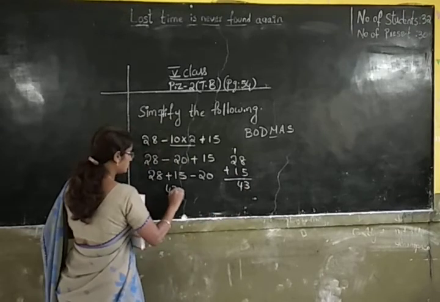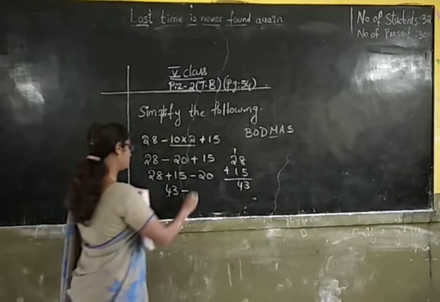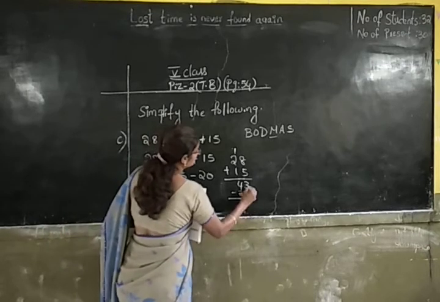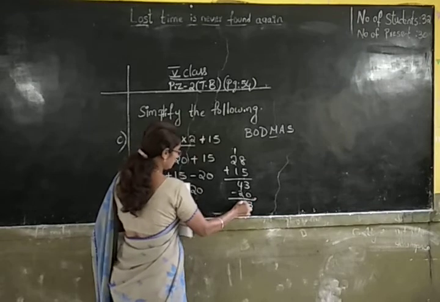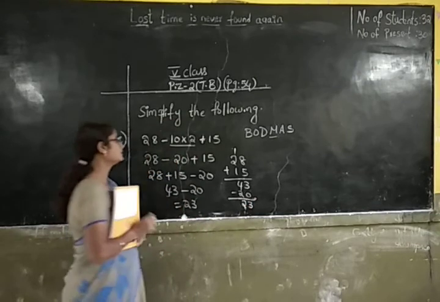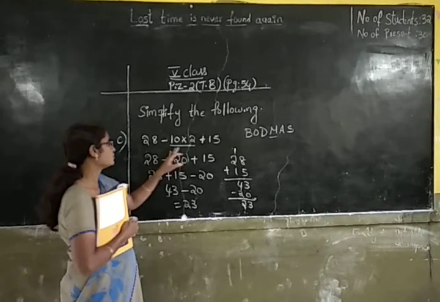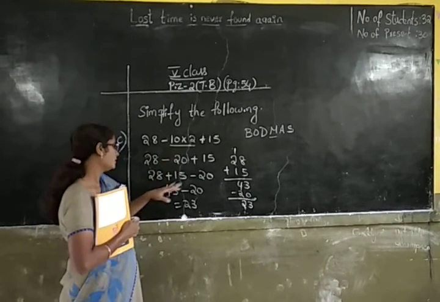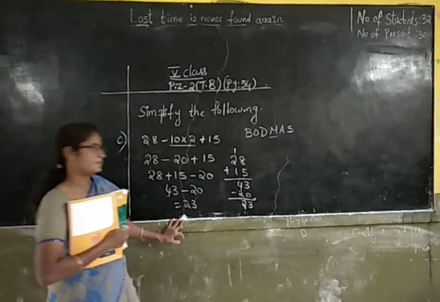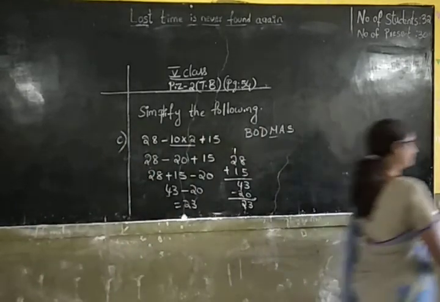So the answer is 43 minus 20. So 43 minus 20. 3 minus 0 is 3. 4 minus 2 is 2. So the answer is 23. Did you understand, children? First you have to solve multiplication. Then you have to add. And at the last you have to do the subtraction. So 23 is the answer.